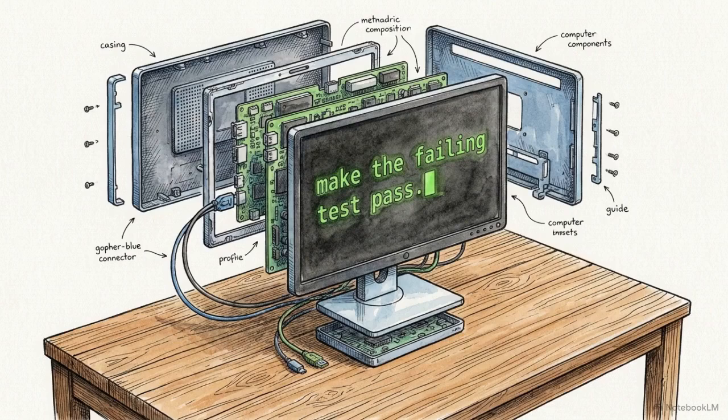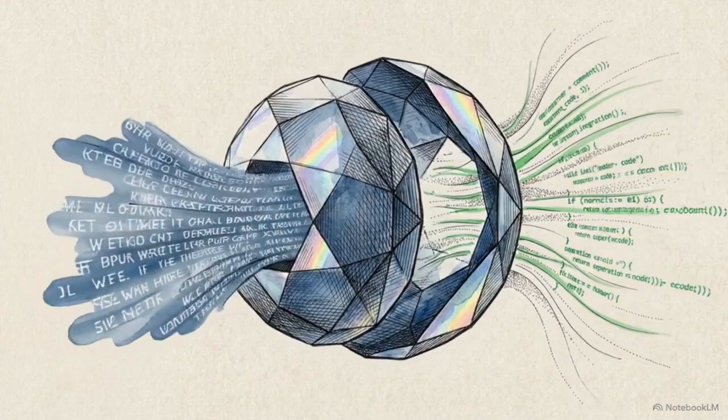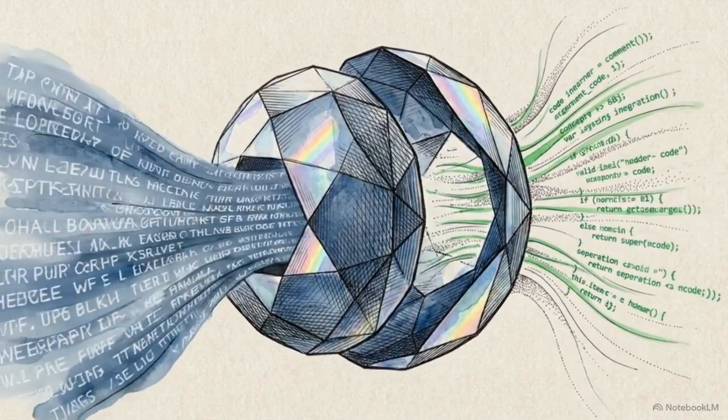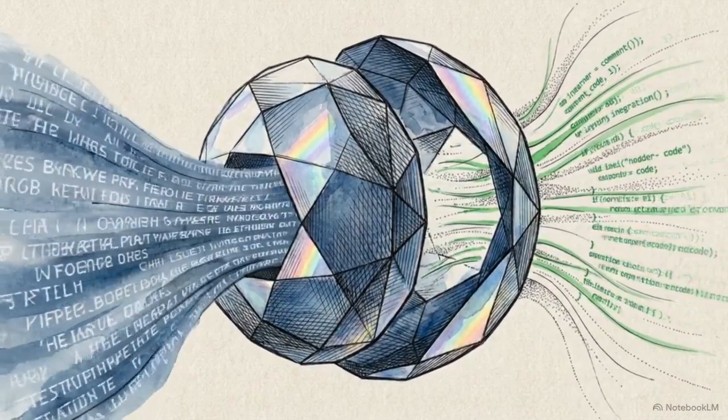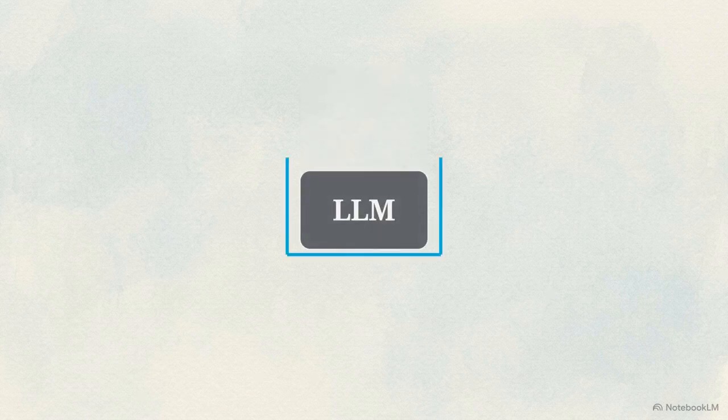A developer opens a command line interface and types a standard directive: make the failing test pass. The common assumption is that a single, highly intelligent frontier model receives this text, solves the engineering problem, and outputs the result. The raw language model is entirely stateless. It is a swappable inference engine designed only to predict the next token in a sequence.